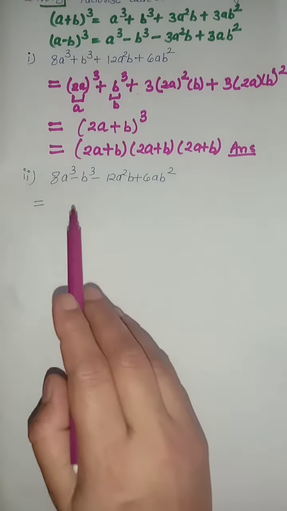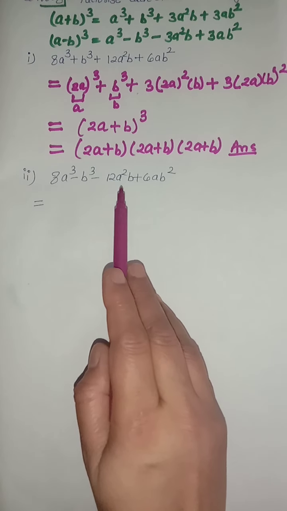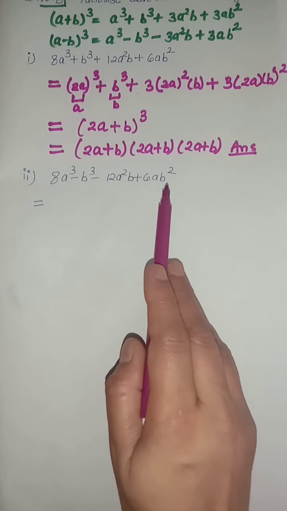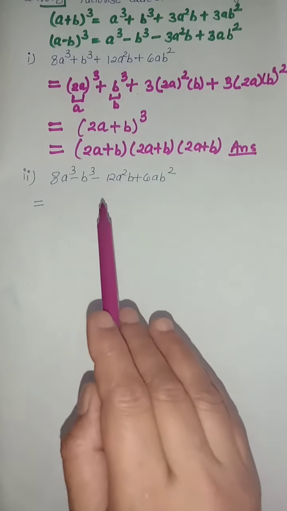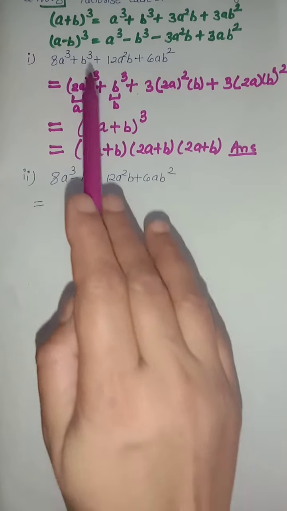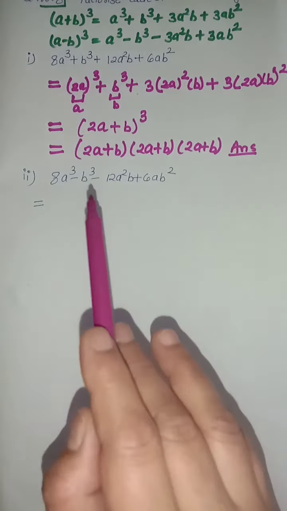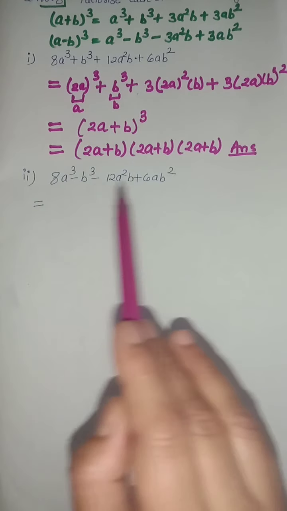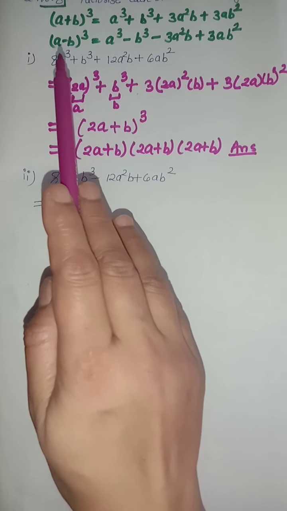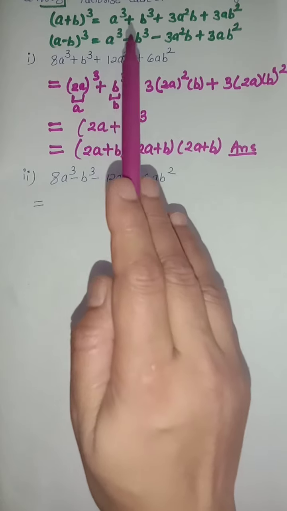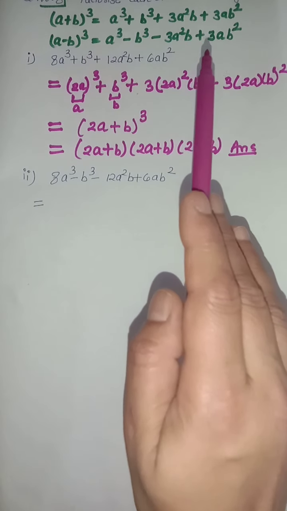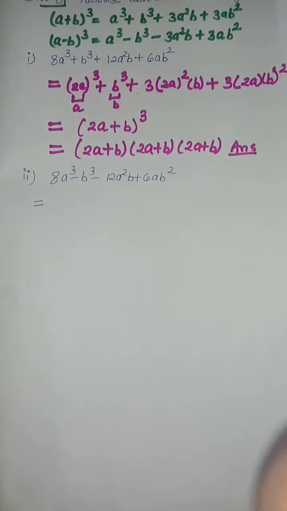Second question is 8a cube minus b cube minus 12a square b plus 6ab square. As you can see here, student, this second question is just similar to the first question, just the sign is changed. In this case we will apply the identity (a minus b) whole cube equals a cube minus b cube minus 3a square b plus 3ab square.